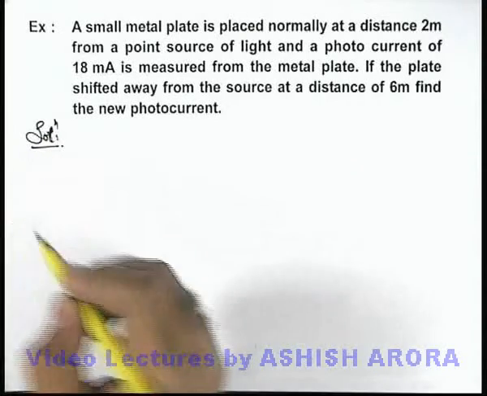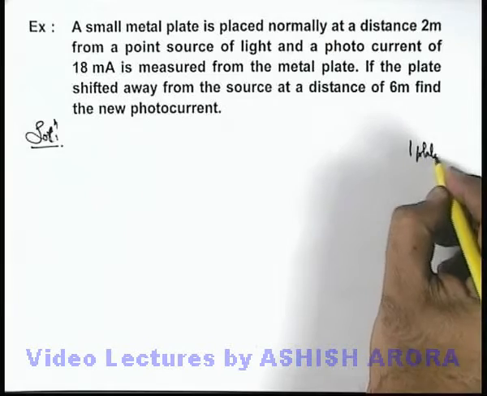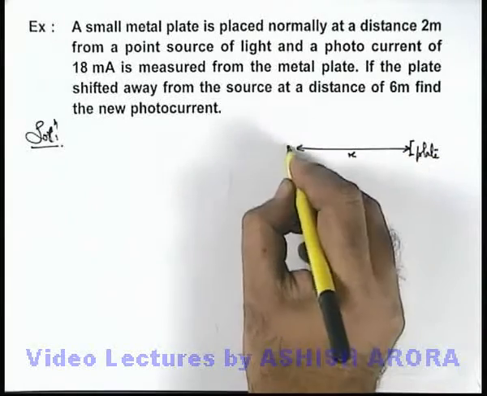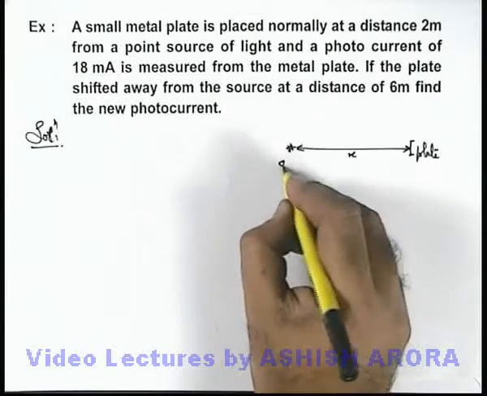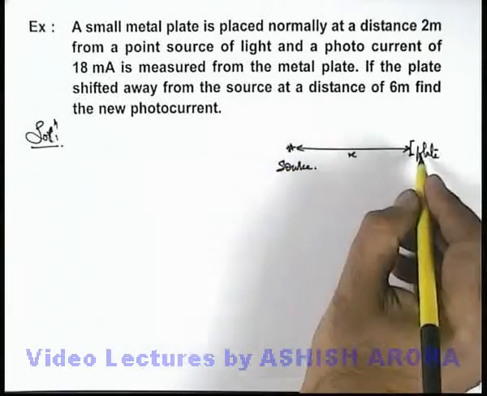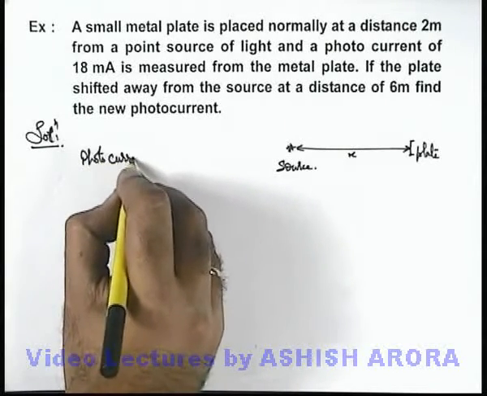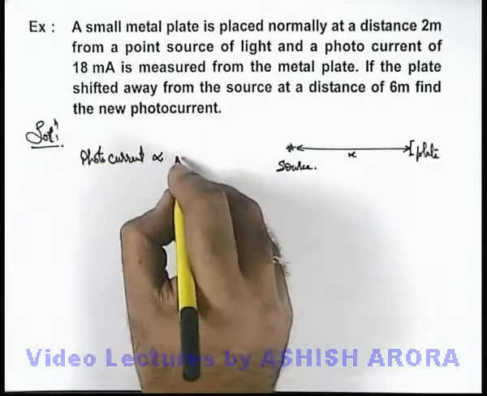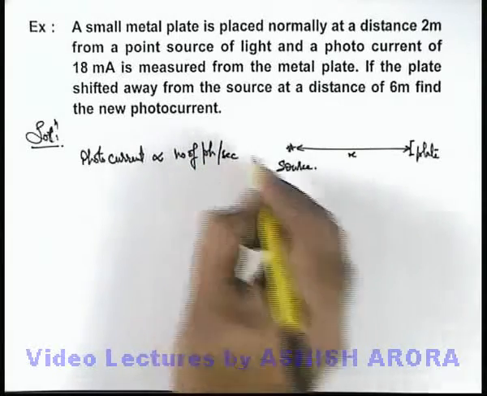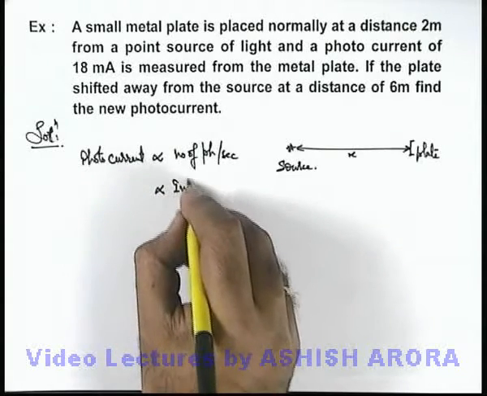Now, in this situation, we are given that if this is the metal plate, and at some distance, say x, a point source of light is placed, then we know that from the plate here, photocurrent will be directly proportional to the number of photons incident onto the plate per second, which will certainly be proportional to the intensity of light.